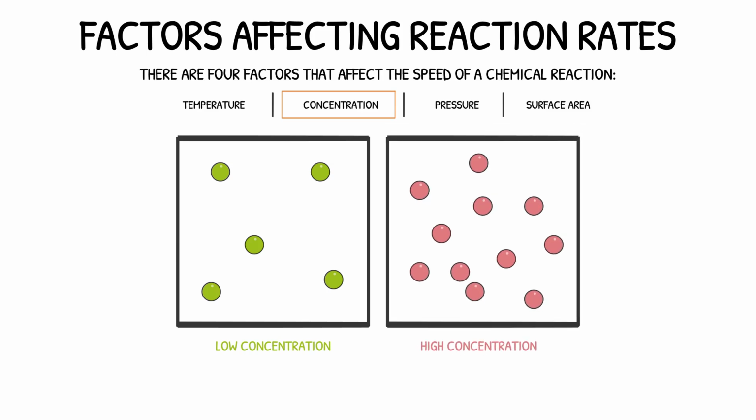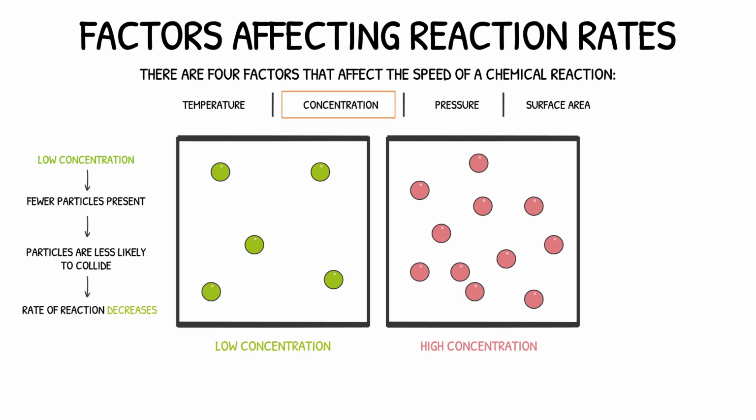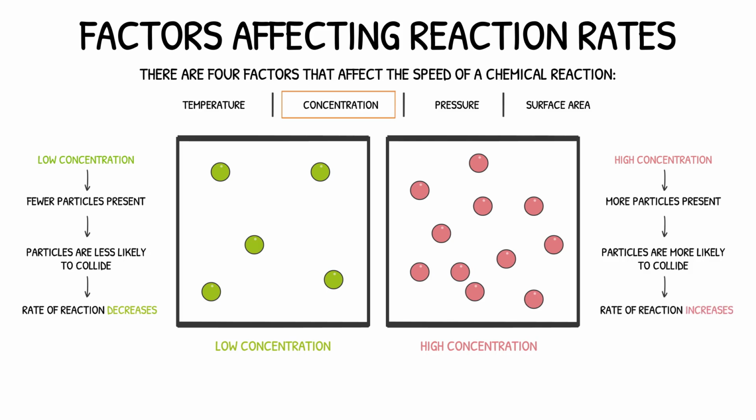When the concentration of the reactants are low, the lack of reactant particles decreases the likelihood of successful collisions. This lack of collisions means the rate of reaction is decreased. However, when the concentration of the reactants is high, there are more reactant particles present and therefore a greater chance of successful collisions. This increase in collisions means the rate of reaction is increased. The higher the concentration of reactants, the faster the rate of reaction will be.